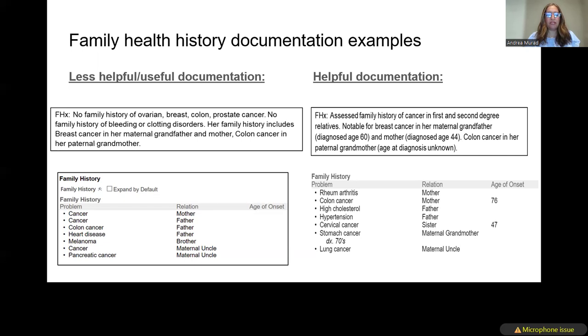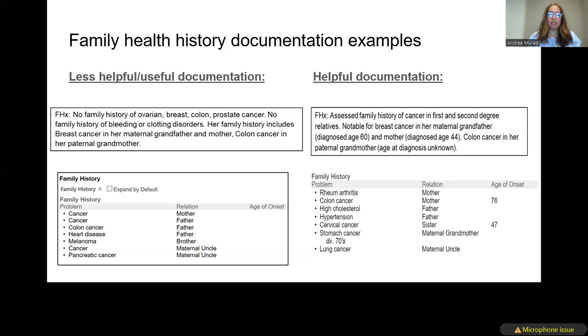On the right-hand side, however, you can see for each of the individuals who are listed to have a cancer, the specific diagnosis or site of origin of the cancer was used. So colon cancer for the mother, cervical cancer for the sister, stomach cancer for the maternal grandmother, and lung cancer for the maternal uncle. The other thing that's indicated here are ages of diagnosis for those family members, the majority of them. And you can see the maternal grandmother with stomach cancer, you don't see the age of diagnosis over here in the age of onset column. And that's because the patient reported an age that was not exact. And so you can't type 70s into that box.